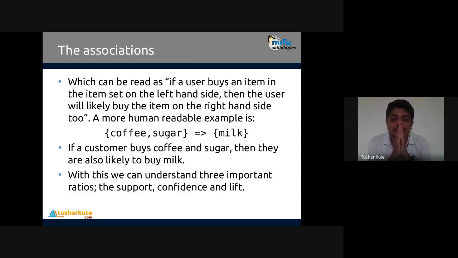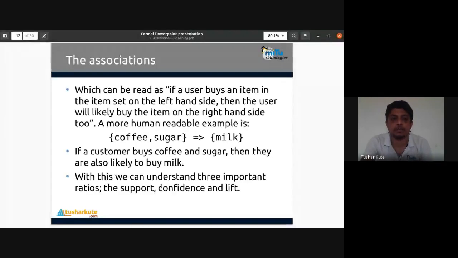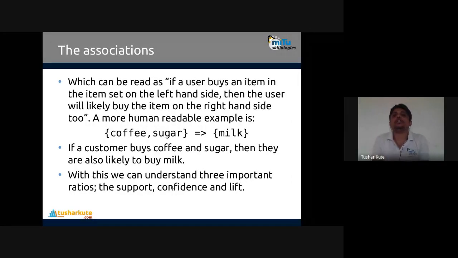So let's devise an association rule in terms of the actual data set presented here. Association can be read as: if a user buys an item in the item set on the left hand side, then the user will likely buy the item on the right hand side also. Check this: if coffee and sugar, then milk also. Coffee can't be created only by using coffee and sugar; you require milk also. You purchase coffee, you purchase sugar, and along with that you purchase milk. So if a customer buys coffee and sugar, they are likely to buy milk.